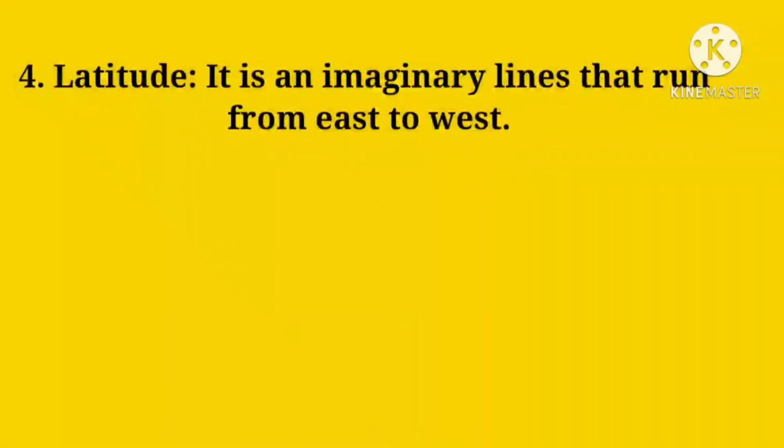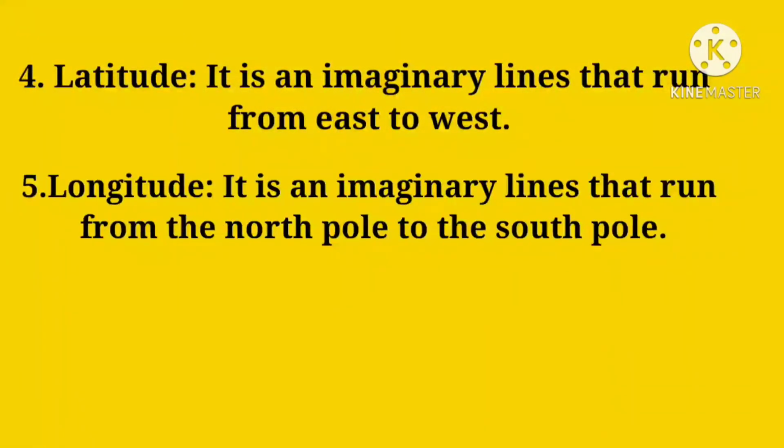Our fifth one is longitude. So, what is longitude? It is an imaginary line that runs from the North Pole to the South Pole. So, what is longitude? When we draw an imaginary line, from where to where? That is from the North Pole to the South Pole.